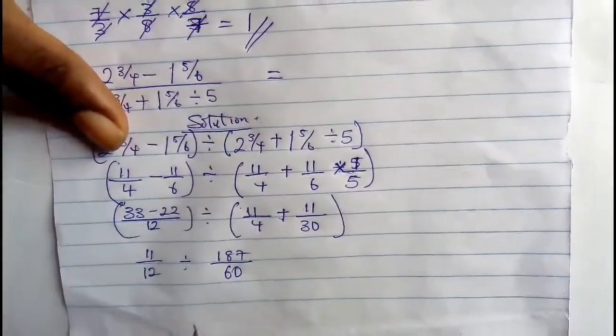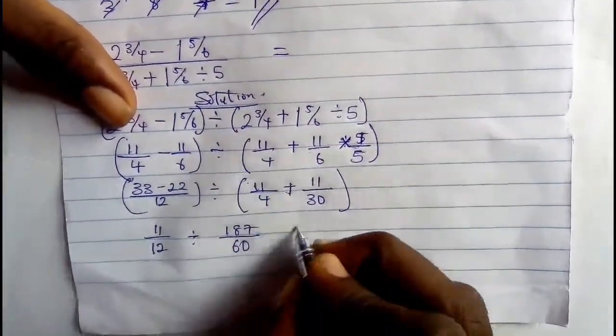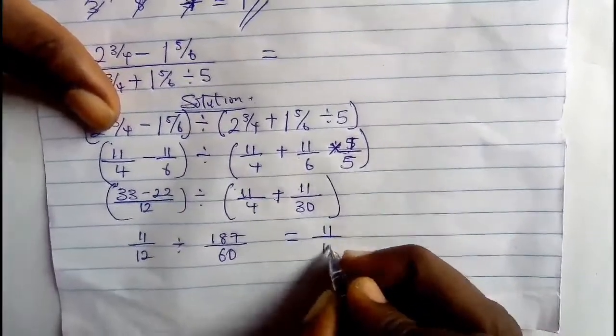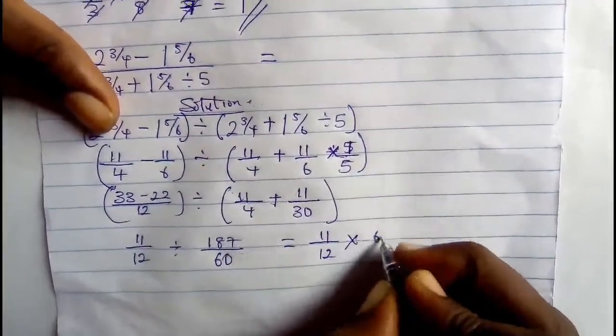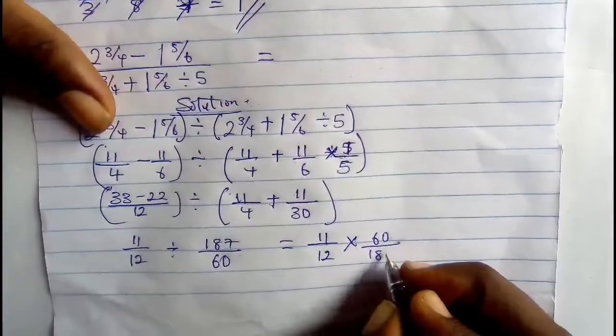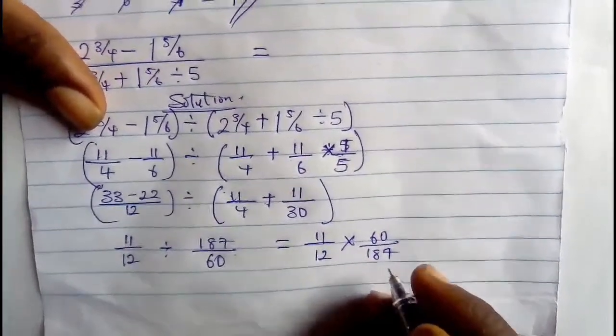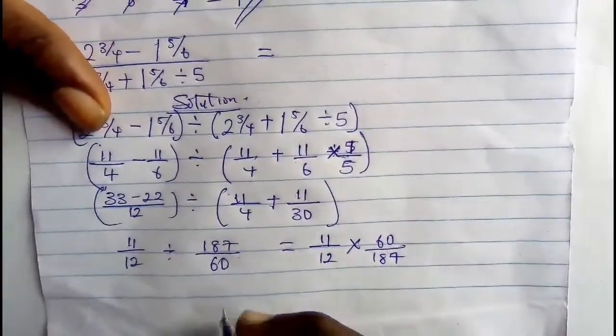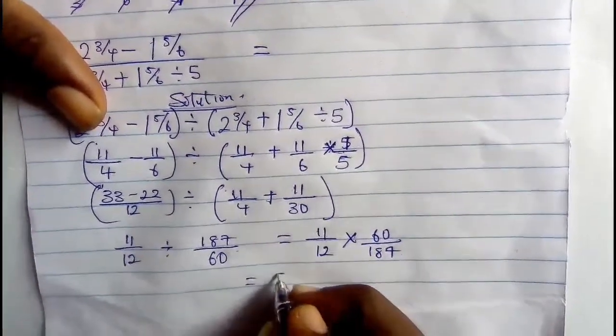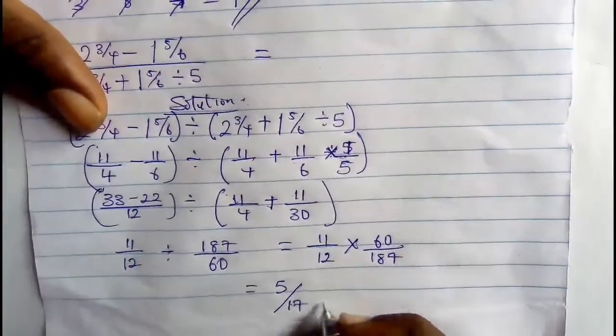Since there's a division sign here, I'll just write 11 all over 12, we invert, times 60 all over 187. Then when we cancel out, automatically our answer will be 5 all over 17.